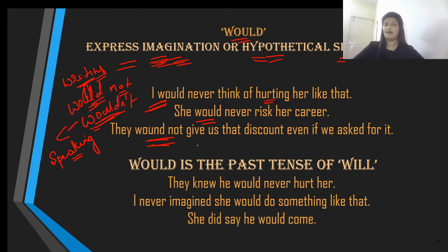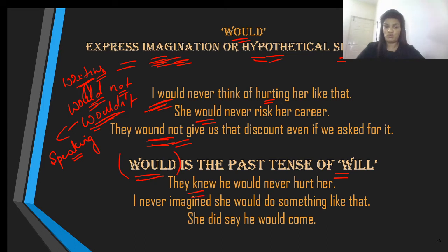So this has not happened. When you say, "I would never imagine," or "she would never risk her career," or "they would not give us that discount," all these things have not happened, but then you are only presuming or imagining these situations in your head and expressing your thoughts. And then, would is the past tense of will. Just like I told you a little while ago, would is the past tense of will. And when we use that in past tense, this is how we use it.